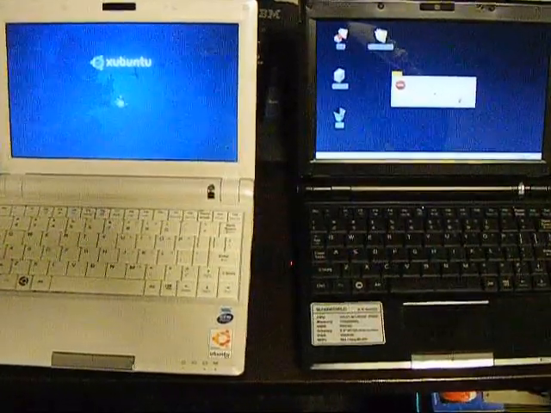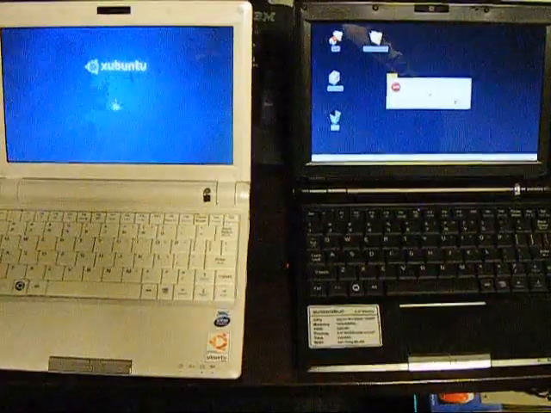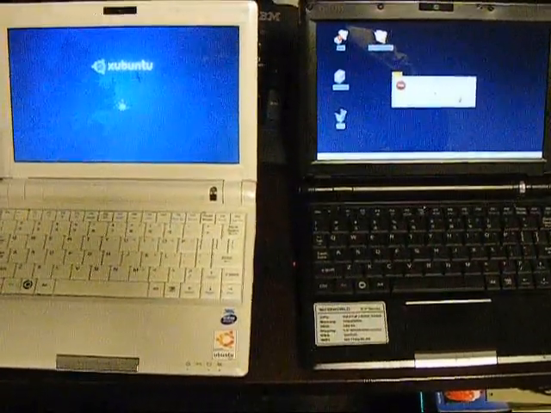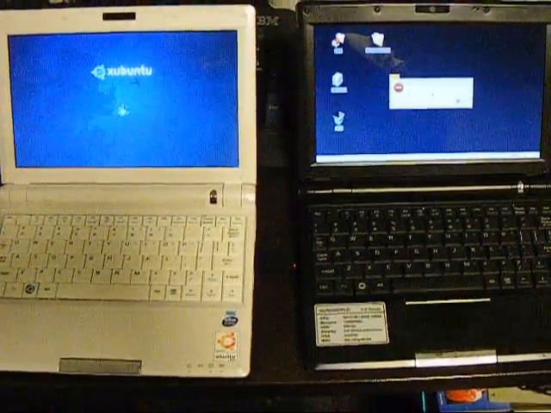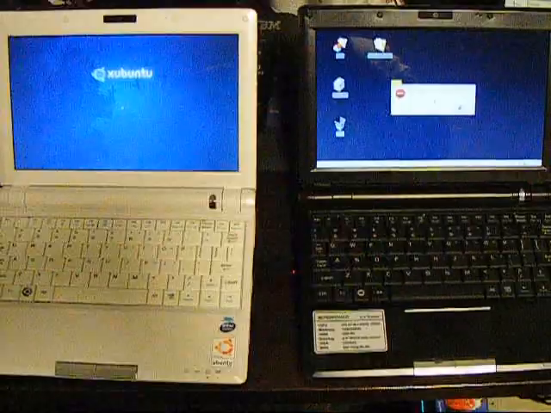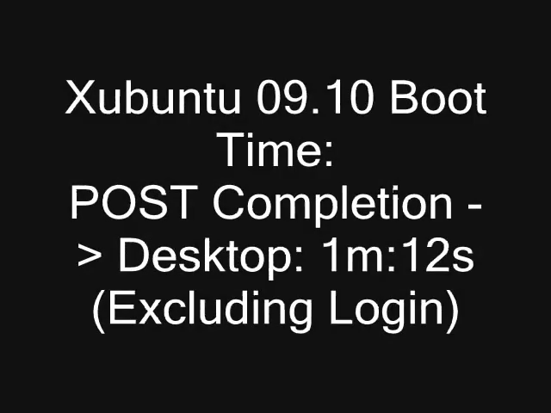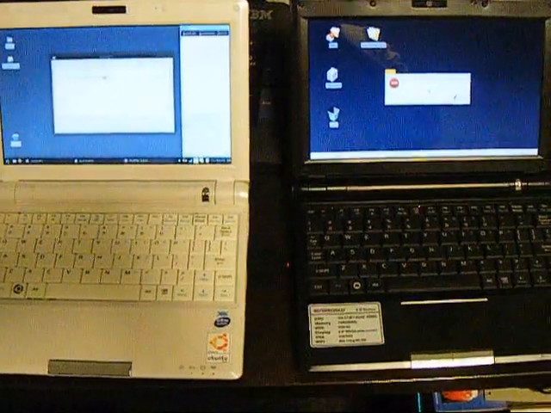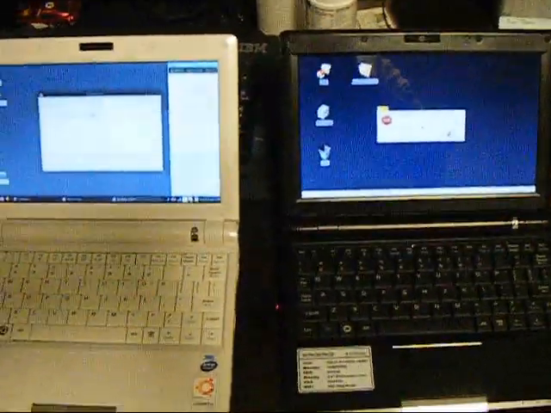Upload. That is ridiculous. Really is much faster than 9.10. Leaps and bounds faster. These are the exact same netbook.